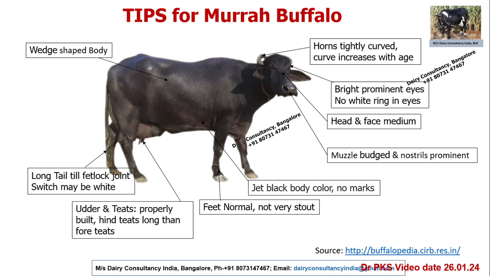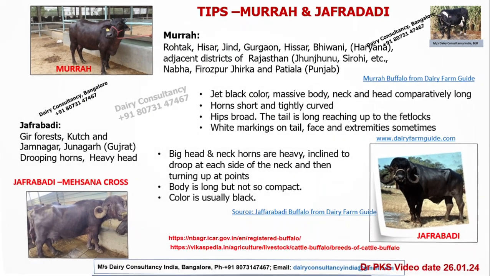How should the eye look, how should the face look, what is the horn character, what is the waist shape, the body, how the udder is attached to the body. And look at the dewlap area, look at the body color. It should be jet black, no marks on the body, right? So these are the tips we have provided. You can stop the video for some time at this slide, and you can look at these characters.